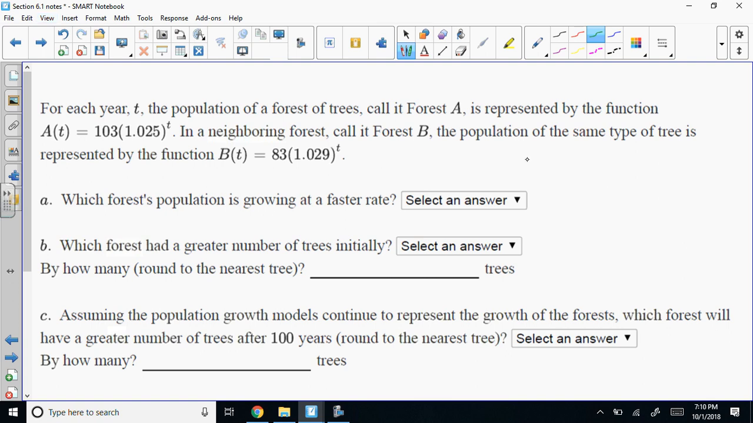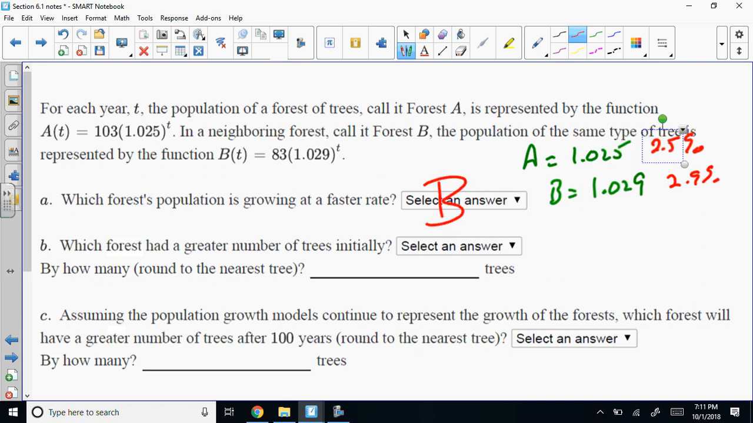Well, forest A has a rate of 1.025 and forest B has 1.029, right? Really, that's 2.5% and 2.9%. Are y'all tracking when I say 2.5%, 2.9? That's my base. If I subtract 1 from them, that would leave me the decimal part of the rate, correct? So that's the same as saying 2.5% or 2.9%. So really it would be forest B.